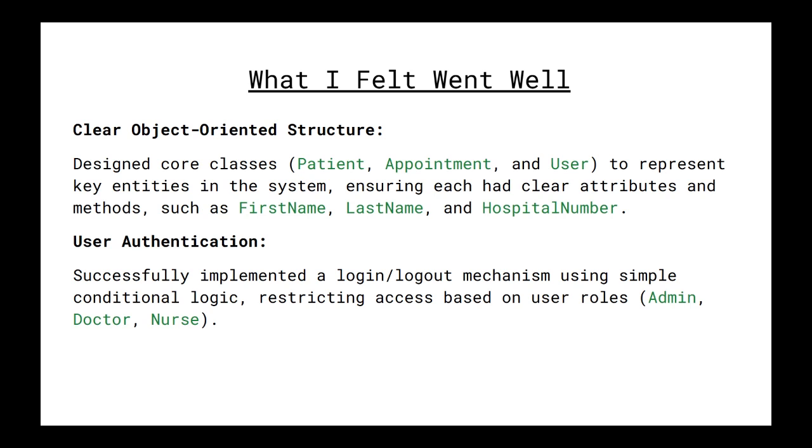One of the highlights was my successful implementation of object-oriented programming principles. I designed the patient, appointment, and user classes to encapsulate relevant attributes and methods. For instance, the patient class included properties like first name, last name, the auto-generated hospital number, and NHS number, and that made my system modular and extendable. Another accomplishment was implementing the login and role-based access control for the system. By using simple conditional logic, I ensured that the appropriate features were available to each user type. This required a deep understanding of how conditional statements and event handling work in C Sharp.